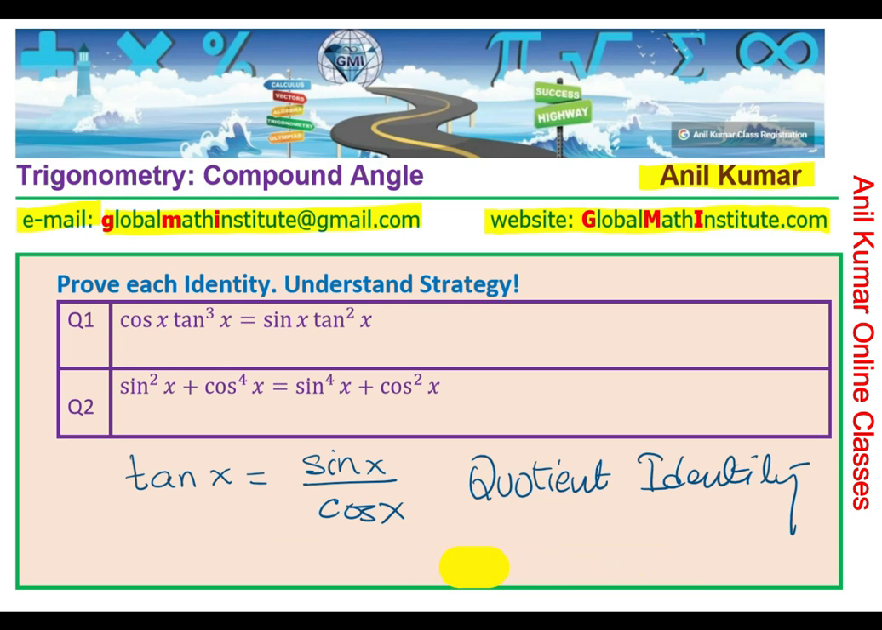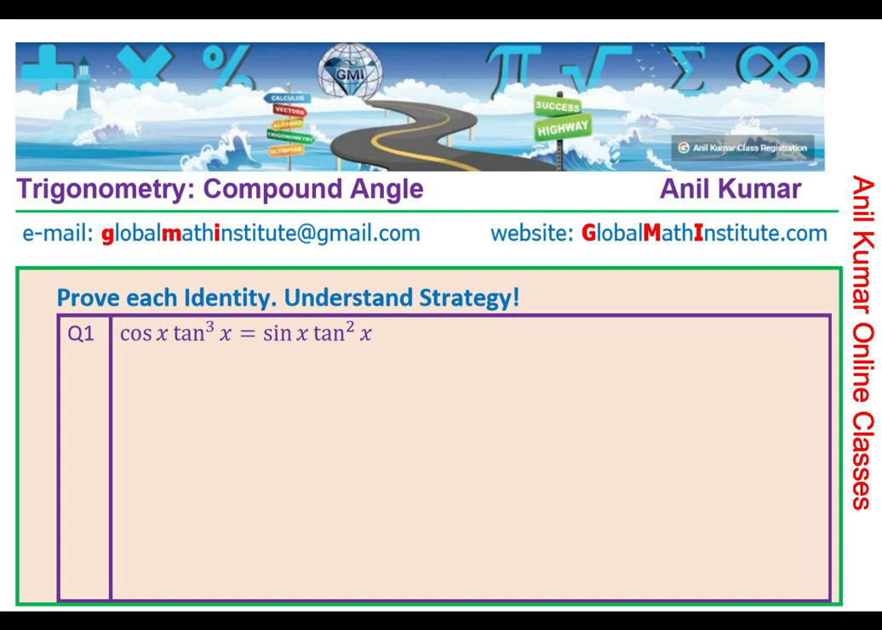Now we can use the quotient identity in question number 1 to prove this. However, I find it better not to use the quotient identity in this case. Reason is very simple. We do have tan square x on the right hand side also, right? So we'll partially use it. You get the idea. Let us see how we solve this particular identity.